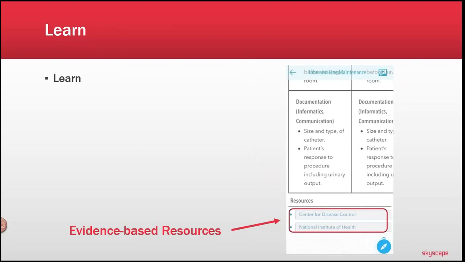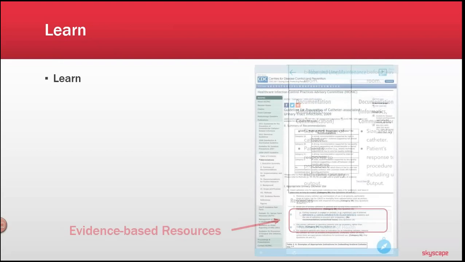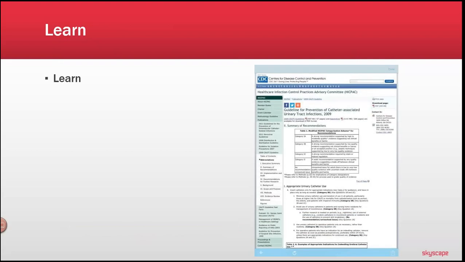At the bottom of each skill procedure, you're going to see a list of resources. And again, these resources are attached to evidence-based sites. They are live web links, so students can go directly to them. I'm going to show you this first one, which is a page by the Centers for Disease Control, and it talks specifically about the guideline for prevention of catheter-associated urinary tract infections.